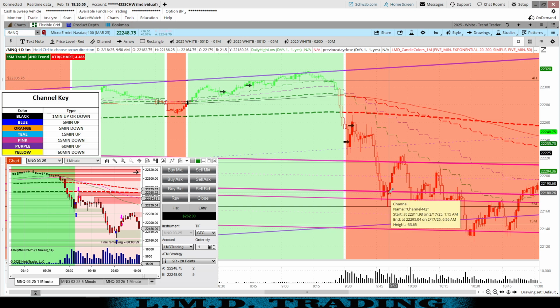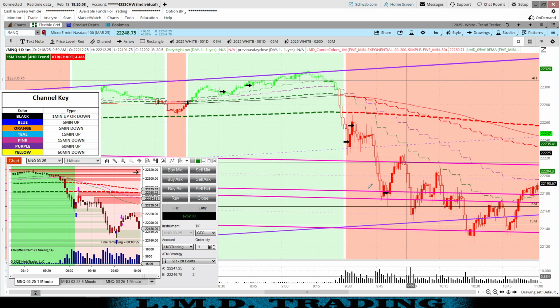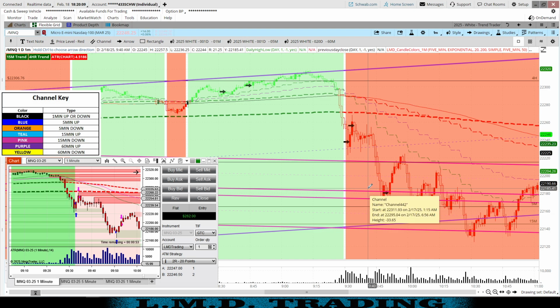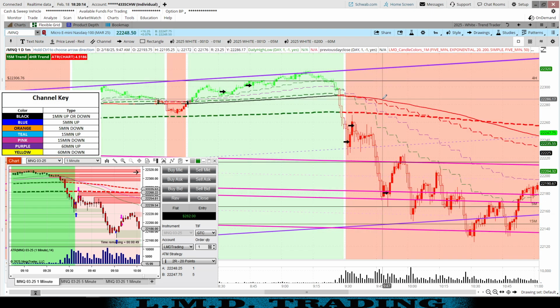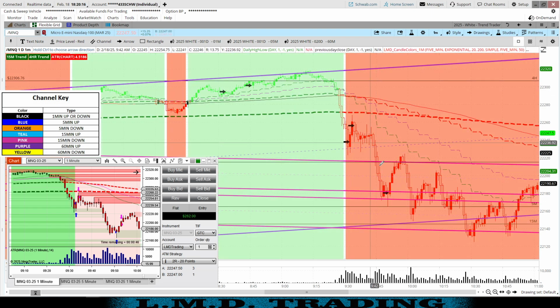Let's drop the arrow right there. What do we see? We see red background, red candles. We are below all moving averages. We are extended. You know what the smart play is?